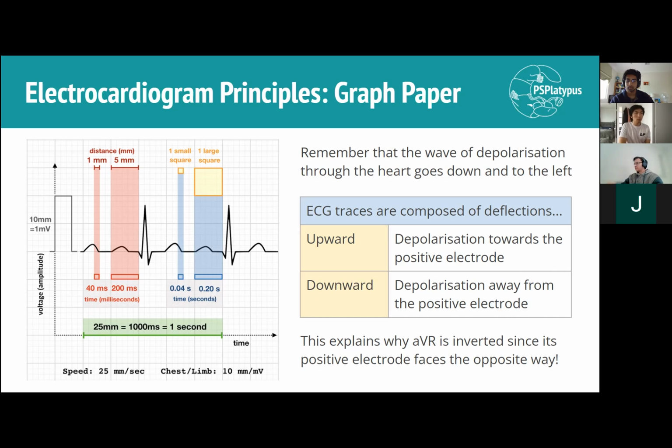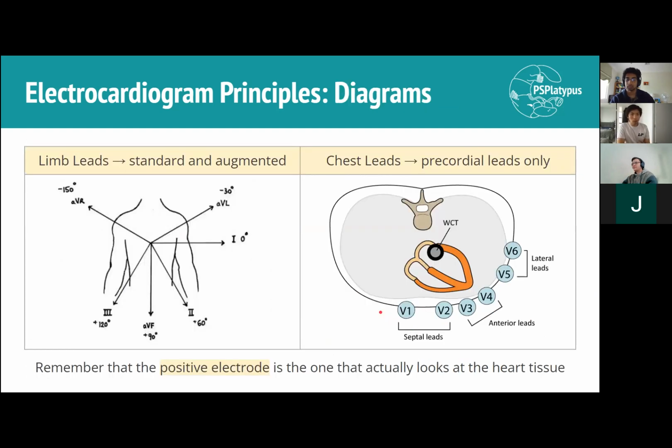So it's going to go downwards. This does explain a little bit as to why the AVR, in particular, is inverted. And the reason why is because if I go back, have a look at these leads. Maybe AVL is a bit weird, but if you just look at most of these other leads, they're pointing in the direction that the heart would be sending its electrical signals through.